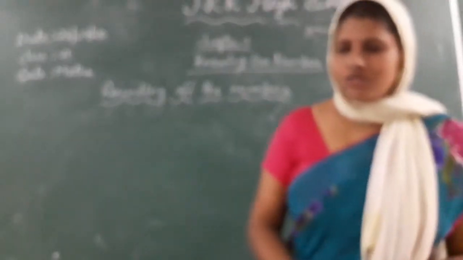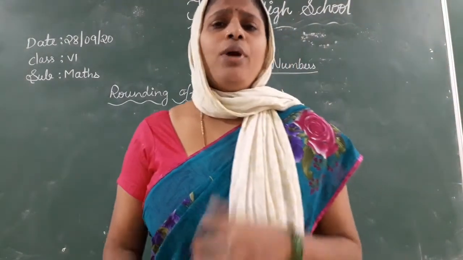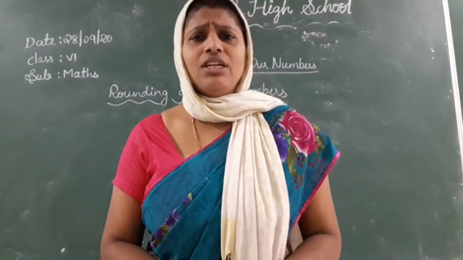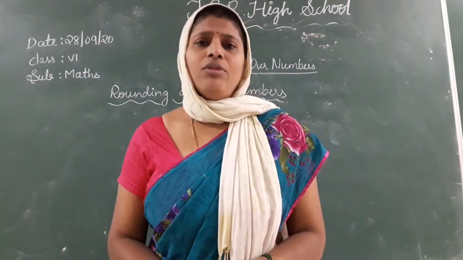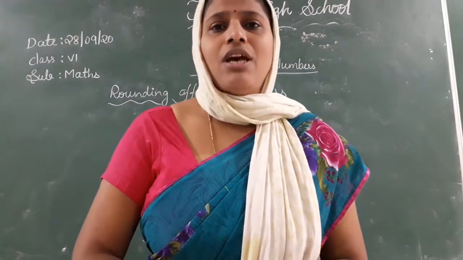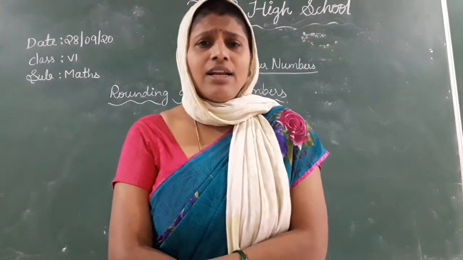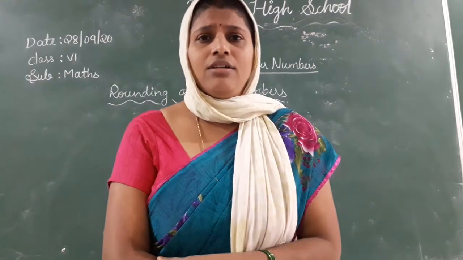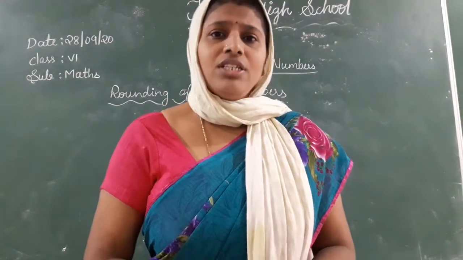And today's topic is rounding of the numbers. What is this rounding of the numbers? Suppose you went to a function, a marriage or any function. After coming back, suppose someone in your family asks how many members attended the function. Do you say the exact number? No. Suppose 200, 300. As we don't know exactly the number of people who attended the function, right?